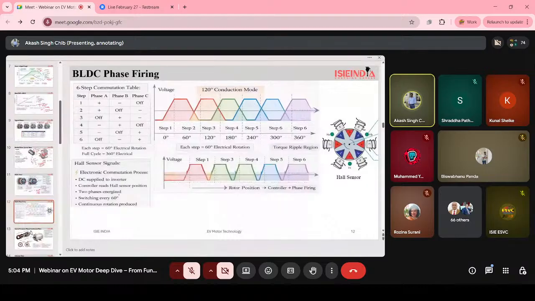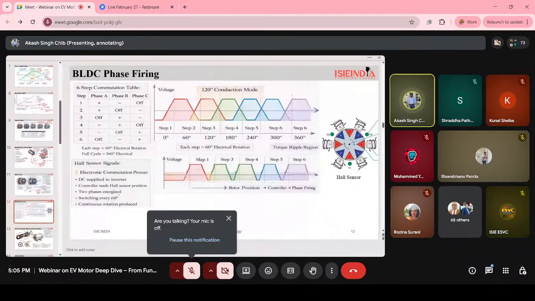Now let's see the BLDC. Basically, what is this? BLDC phase firing. You know, a BLDC motor does not use brushes, as the name defines itself. The BLDC is the brushless direct current motor. Basically, it uses electronic commutation.